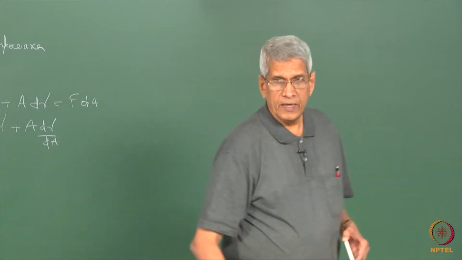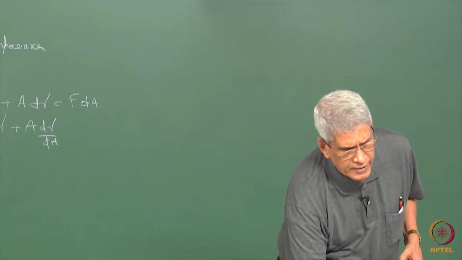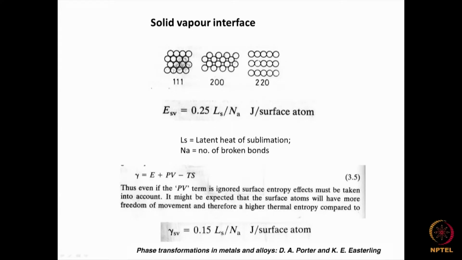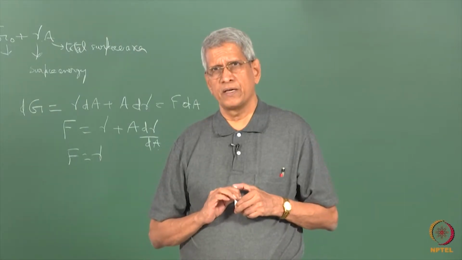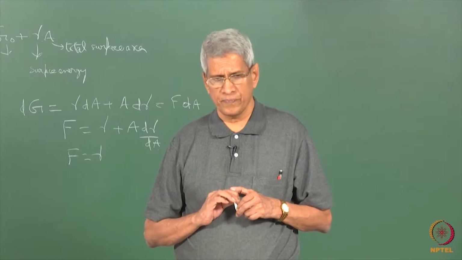Here in this particular case, in FCC lattice, there are 3 types of surfaces which are being considered. That is, the low index planes: 111, 100 or 110 type of surfaces.